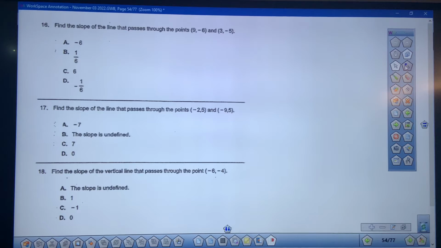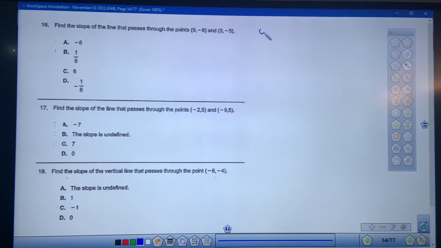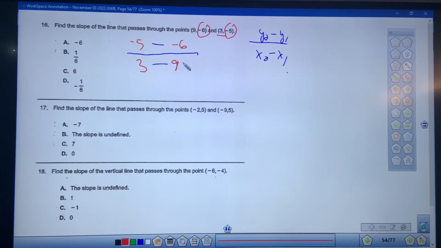Find the slope of the line that passes through those 2 points. So y sub 2 minus y sub 1 over x sub 2 minus x sub 1. I like to put a template like this, the minus sign and the minus sign. So negative 5 minus negative 6 over 3 minus 9. So this turns into a plus. That would be 1 over negative 6, negative 1/6.